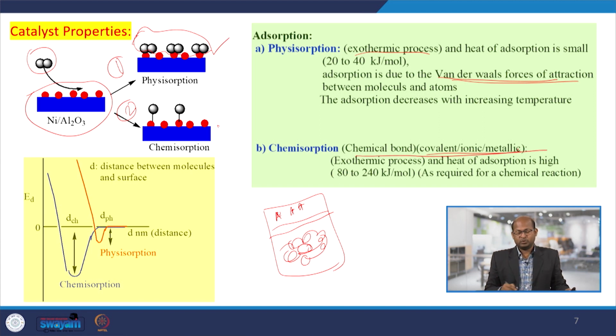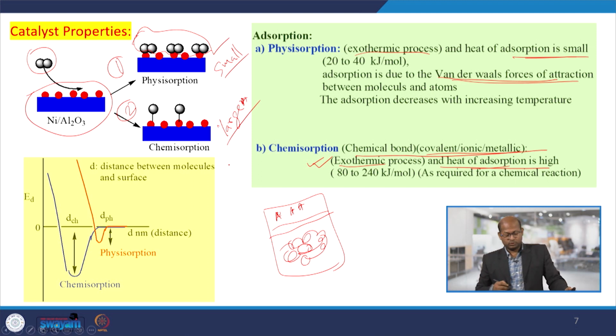The bond may be covalent, ionic or metallic, and the process is also exothermic, but here the heat of adsorption is a little bit higher as compared to physisorption. Here in physisorption a small amount of heat release would be there, here a large amount of heat would be released. So, these are the basic differences between these two. Either this way adsorption may be there or that way.